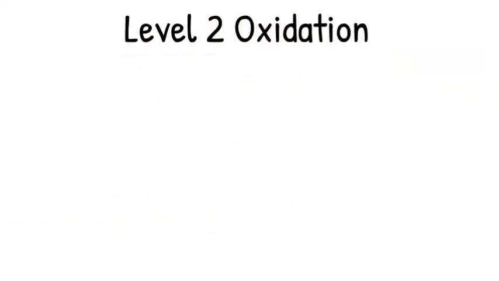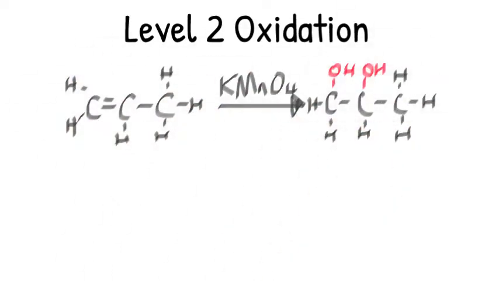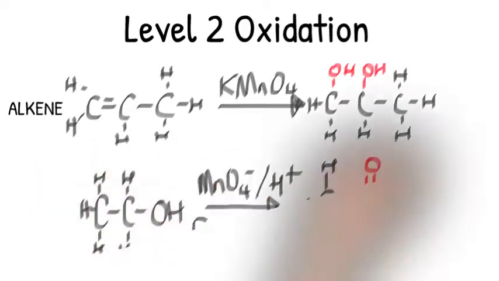In level 2 chemistry, we need to know two oxidation reactions. The first one is starting with an alkene with a C double bond to C, and we add KMnO4 or potassium permanganate, which creates a diol. Two OH groups where the double bonded carbons were, adding two carbon to oxygen bonds by our previous definition.